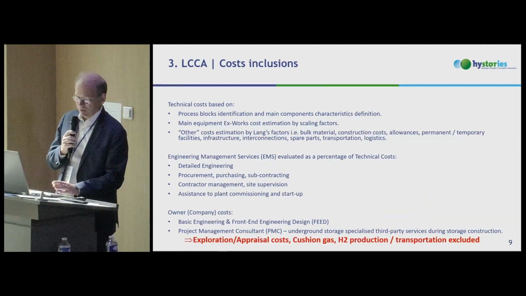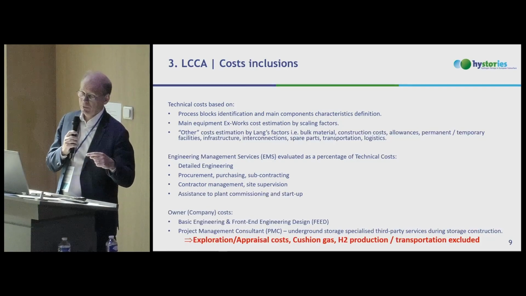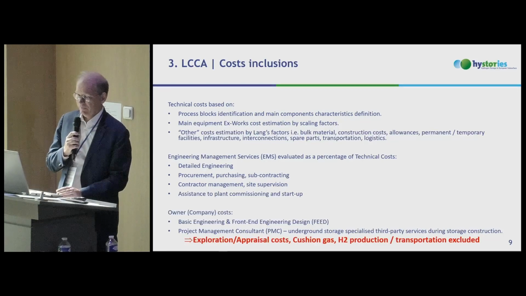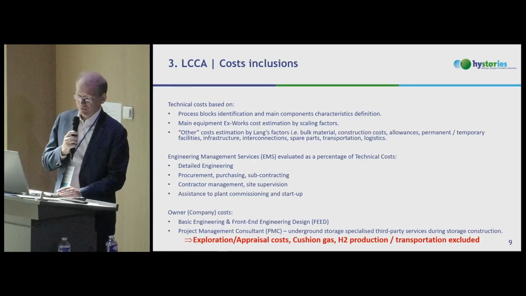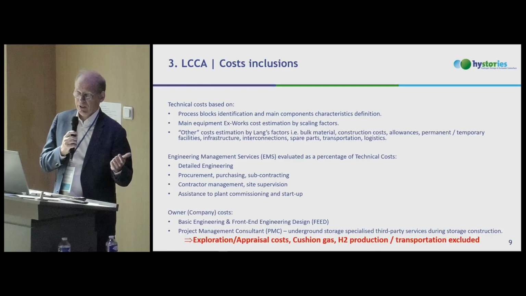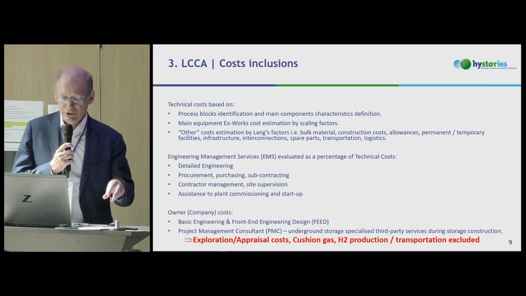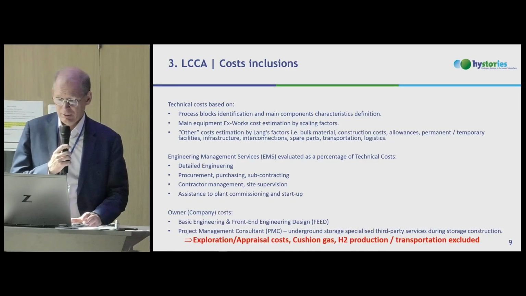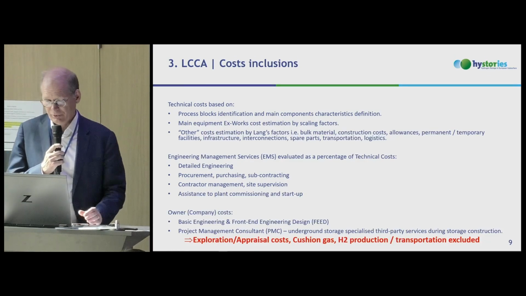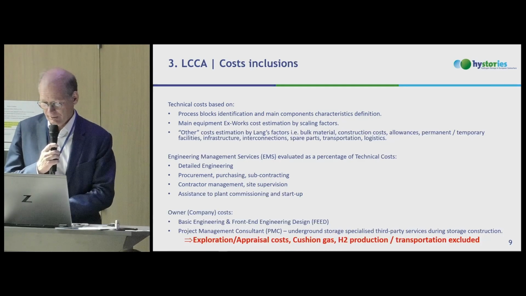I will skip this one. We had technical costs, of course. We have also included engineering costs, what we call here engineering management services, and owner costs. Some exclusions: exploration costs, cushion gas. I mean, the hydrogen that you have to inject initially as a cushion gas is not included, and hydrogen production is not included. Hydrogen transportation is not included either.